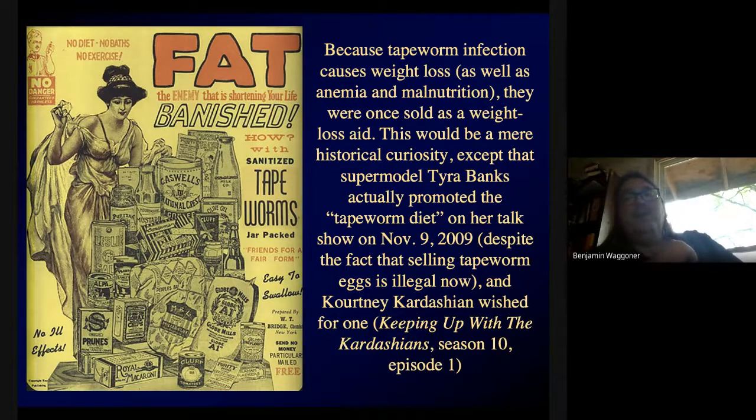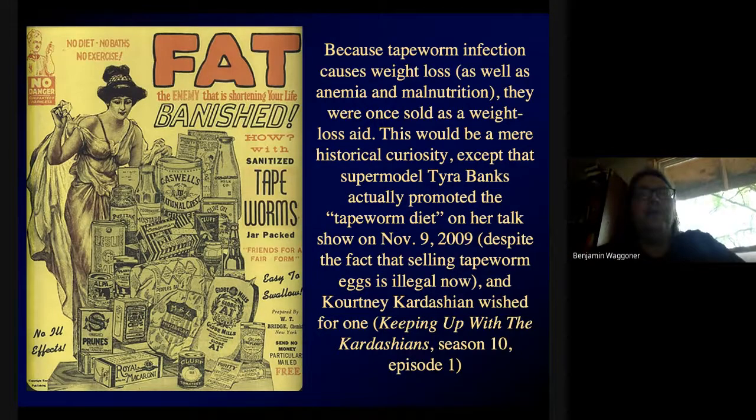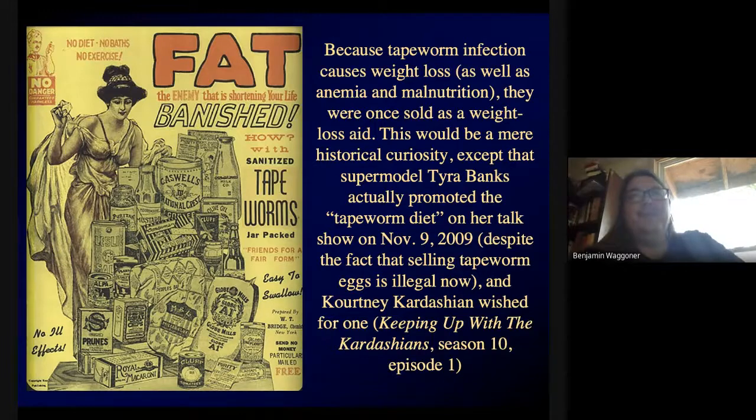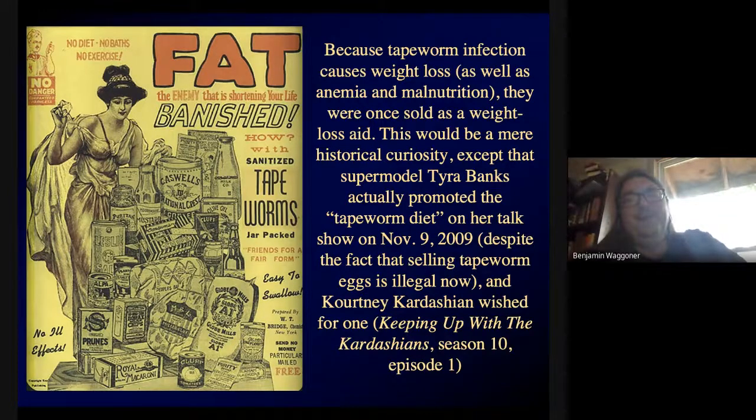If you eat tapeworm cysticerci, they'll pass into your gut, they will hatch out, and they'll absorb all of that fat and sugar that you're taking in. They will absorb the enemy that is shortening your life, and your body won't. So you can eat whatever you want to, and you'll still stay slim. Of course, you'll get sick, but the important thing is you'll be thin. So yes, you might be interested to note that people were just as stupid about weight loss 100 years ago as they are now.